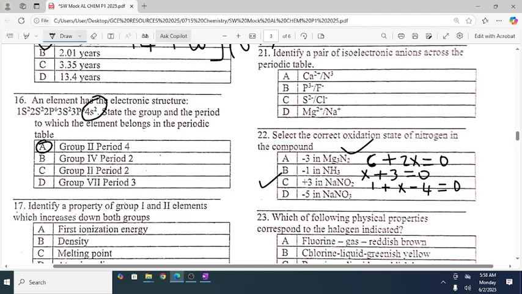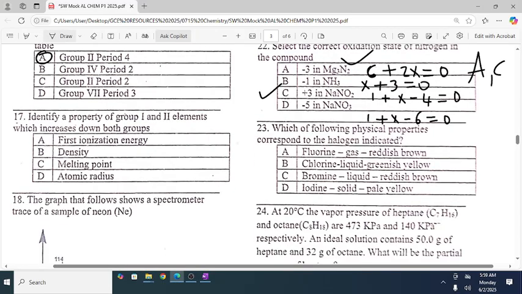Now let's check D. So for D we have 1 for sodium plus x for nitrogen. Now oxygen is minus 2 times 3, minus 6, equal to 0. So x will be equal to plus 5. Okay, so it means that there are two options for question 22 if I'm not mistaken. The options are A as well as C, right? So if I made a mistake, tell me in the comment section.